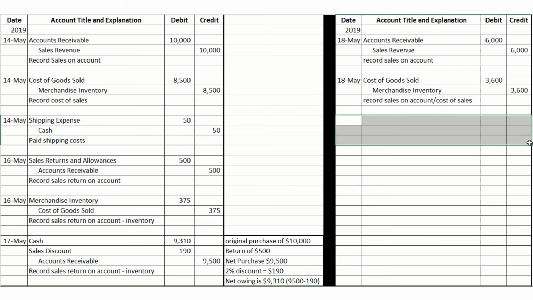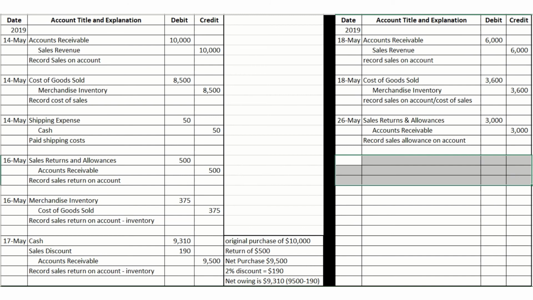On May 26th, we're told that Litmus kept the merchandise purchased on May 18th. However, some of it was defective, so we agreed to a 50% allowance on the sale. In this situation, we need to debit sales returns and allowances and credit accounts receivable for $3,000, which is half of the value of the original purchase. And there is no cost of goods sold adjustment like the original return for the other customer, because the customer kept the inventory. We are just letting them pay less for it because it was defective.